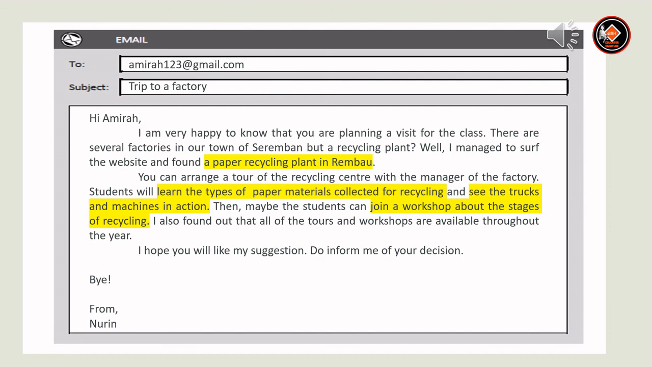Amira123@gmail.com. Subject: Trip to a factory. Hi Amira. I am very happy to know that you are planning a visit for the class. There are several factories in our town of Seremban, but a recycling plant? Well, I managed to surf the website and found a paper recycling plant in Rimbau. You can arrange a tour of the recycling center with the manager of the factory. Students will learn the types of paper materials collected for recycling and see the trucks and machines in action.